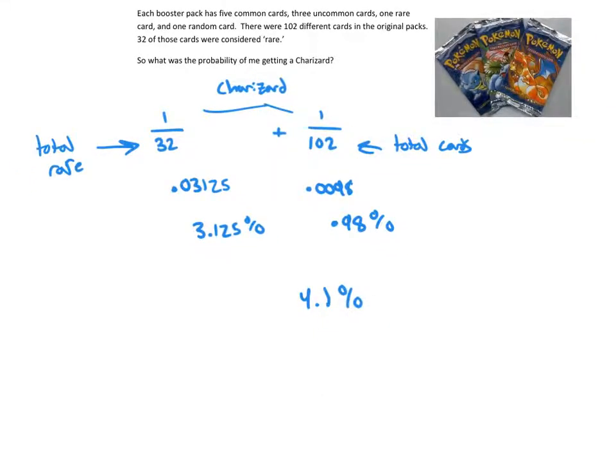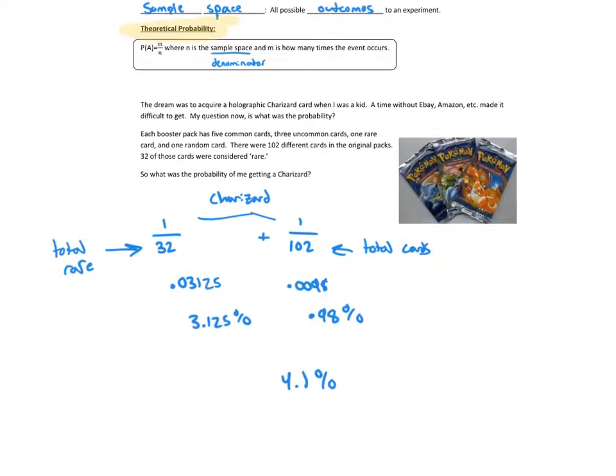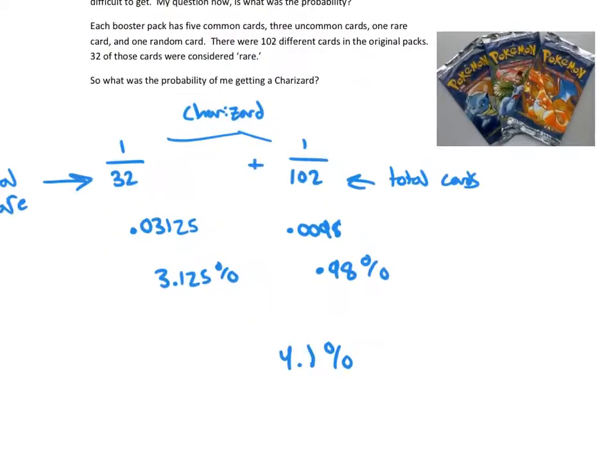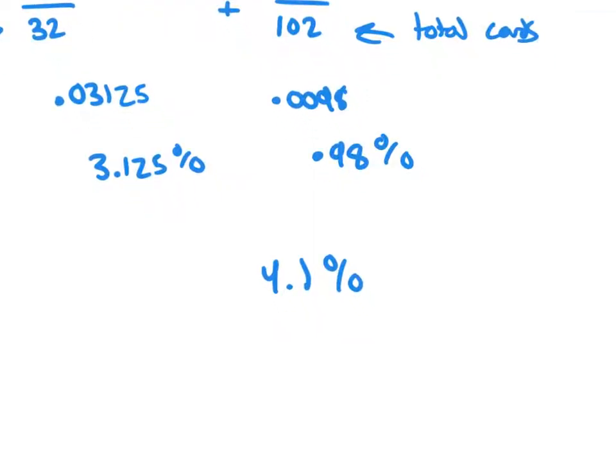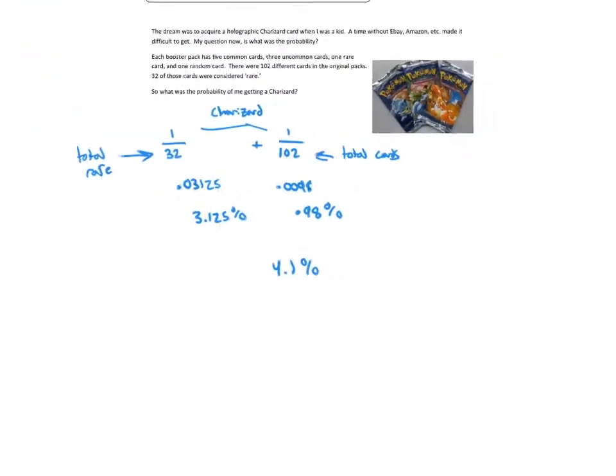So what that means theoretically is that if you bought 100 packs, that you should get about 4 Charizards. Is that a guarantee? No, because this is theoretical. You could buy 100 packs and not get any. You could buy 100 packs and get 10. But the theoretical probability, if you open 1 pack, is that you'd expect to get a Charizard 4% of the time.